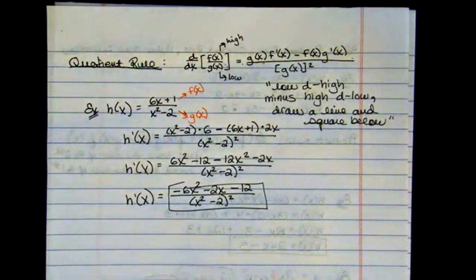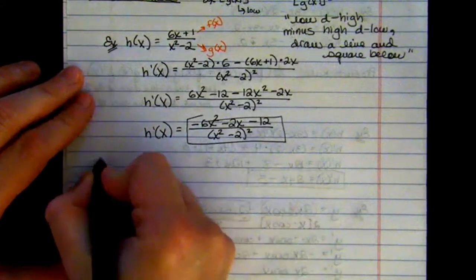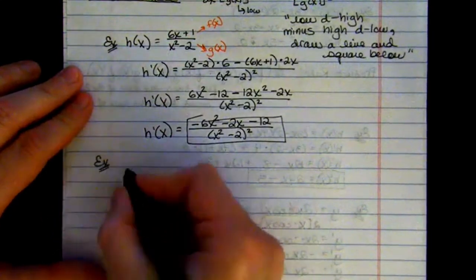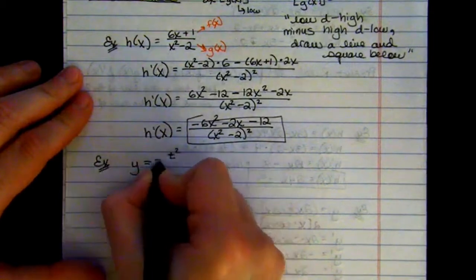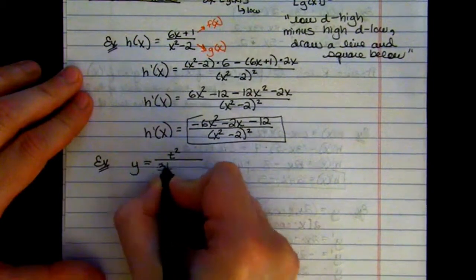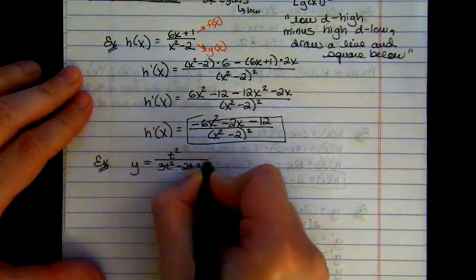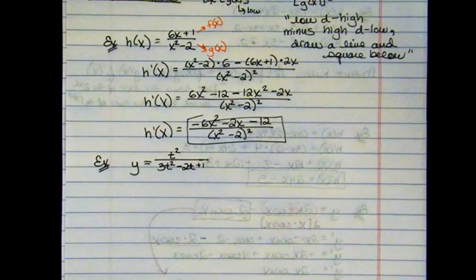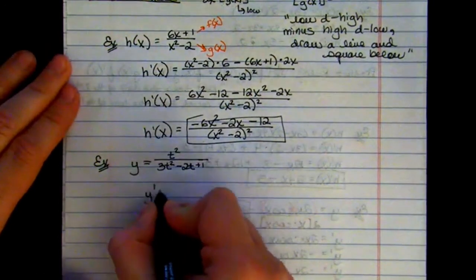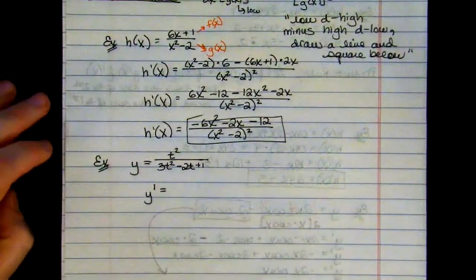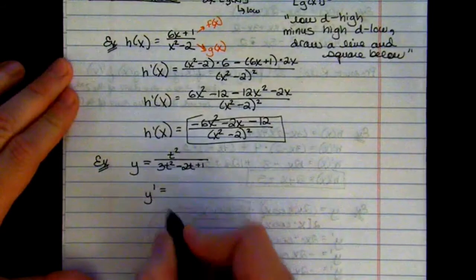So let's try one using this little saying. Let's look at y equals t squared over 3t squared minus 2t plus 1. Y prime equals low d high. Here's low.